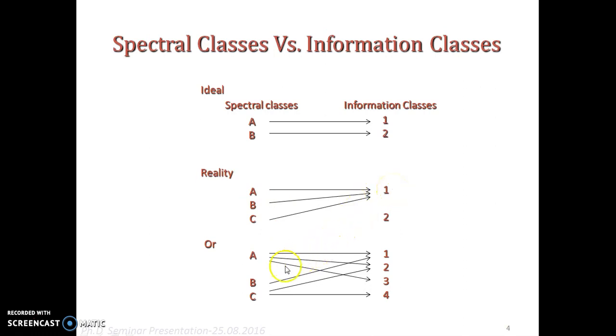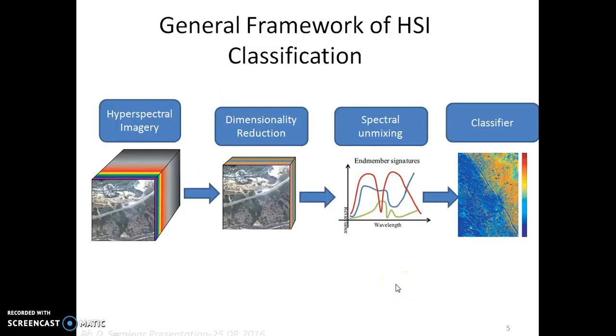Similarly, the same spectral class can be assigned to three different classes. If you classify within the plant itself, then depending upon the spectral nature, it can be classified as either the first class, second class or third class. So in reality, different spectral classes may be allotted to the same information class, or the same spectral class may be allotted to different information classes. This is the general framework of hyperspectral image classification.